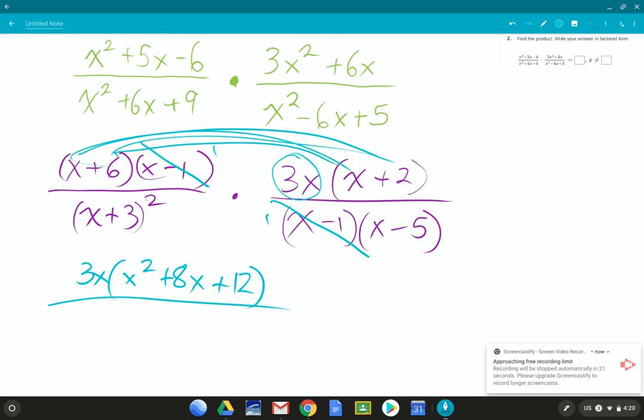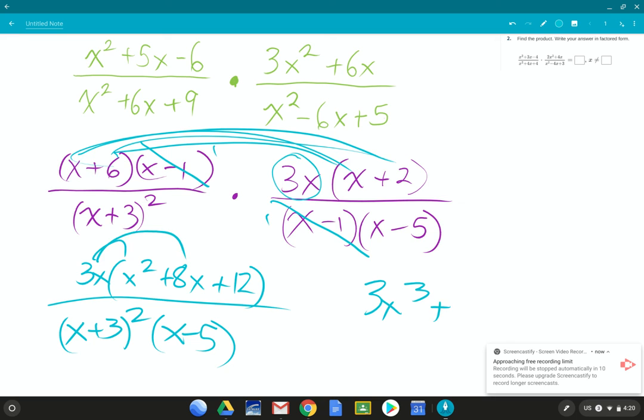And the bottom, now you can leave the bottom factored. You leave the bottom factored for this math book. Like that. And then we need to distribute that in, 3x cubed plus 24x squared plus 36x.